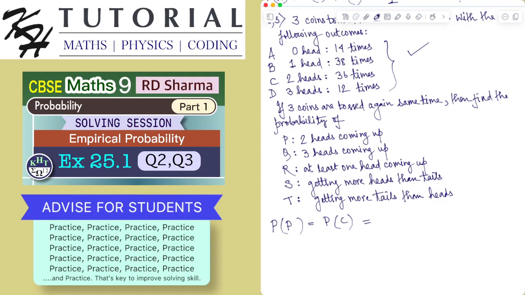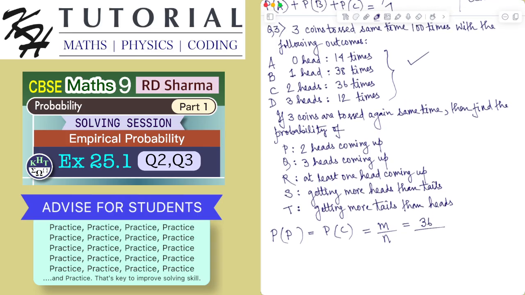And what is probability of C? Using the empirical probability formula, M by N. How many times did event C occur? It is given 36. And what was the total number of trials? 100. So this is 0.36. Let's see what will be the probability of the event Q, which is 3 heads coming up. Now 3 heads coming up will obviously be equal to probability of D, which is M by N. M is given to be 12. So 12 by 100, which is equal to 0.12.